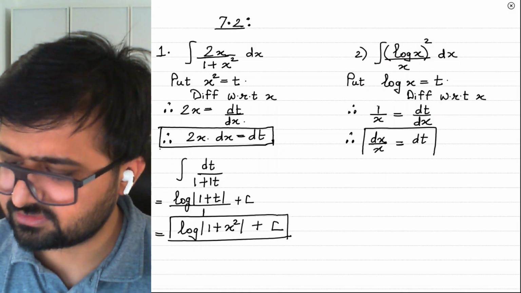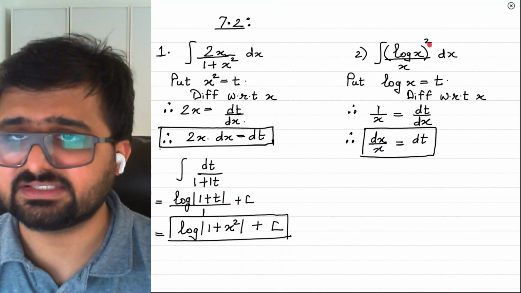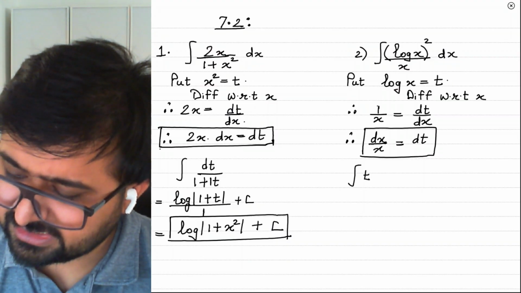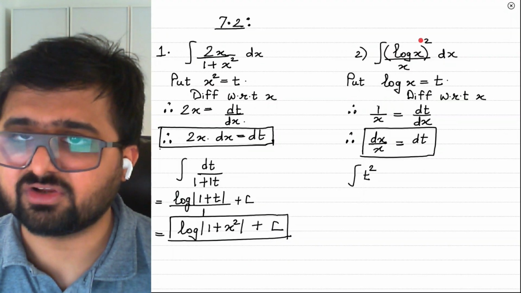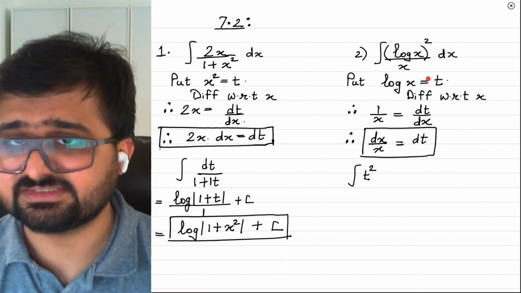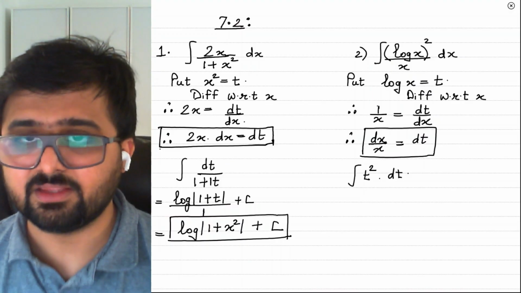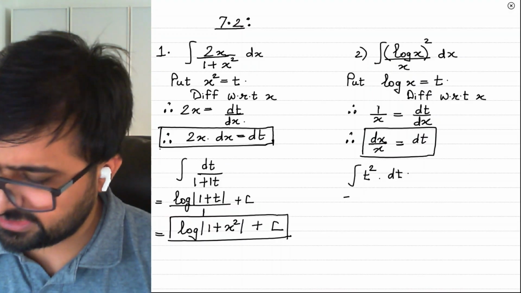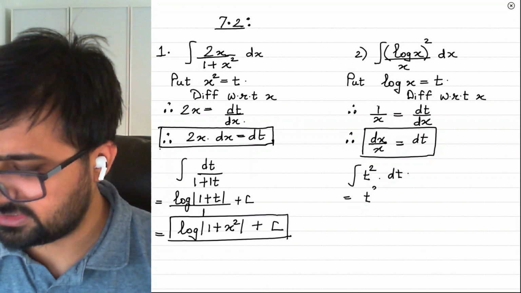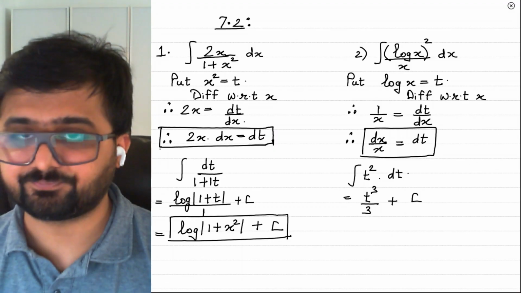So you get dx over x as dt, and we already know log x is nothing but t. So your integral will become t square, since it's log x squared, and dx over x is nothing but dt. So you get t square dt. Now it's a very simple function to integrate. The integration of t square is t cube over 3 plus c.